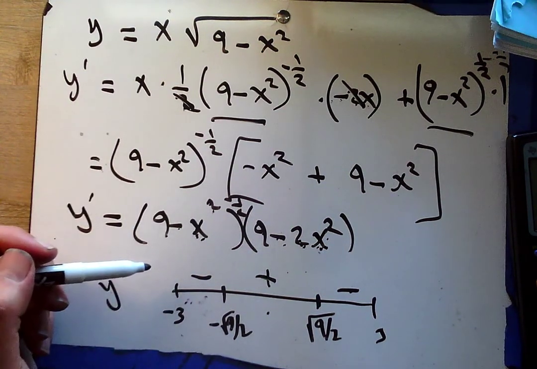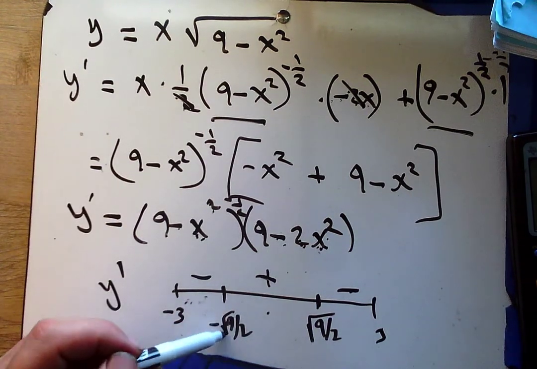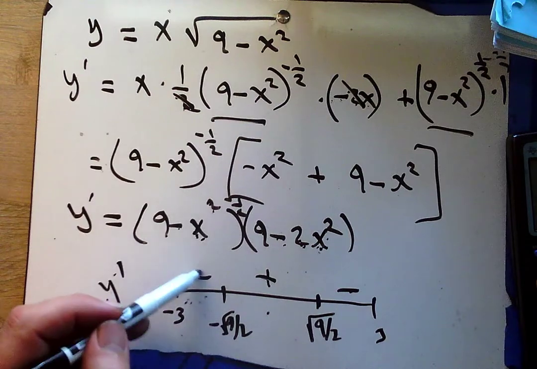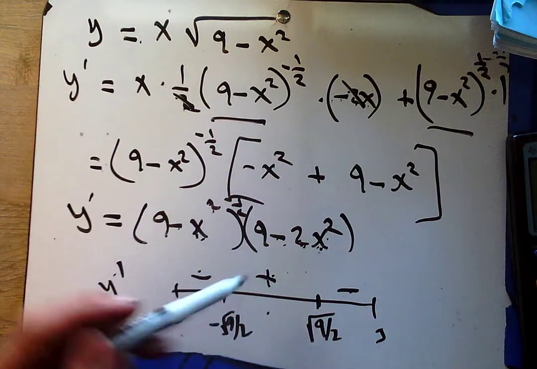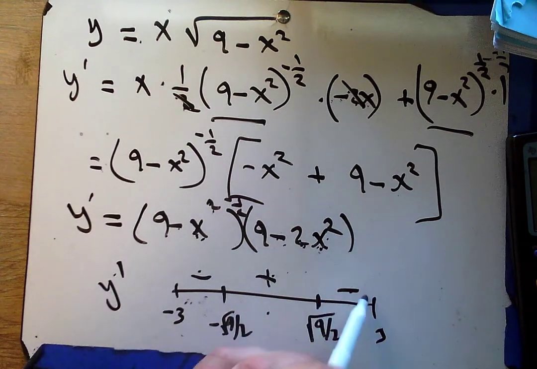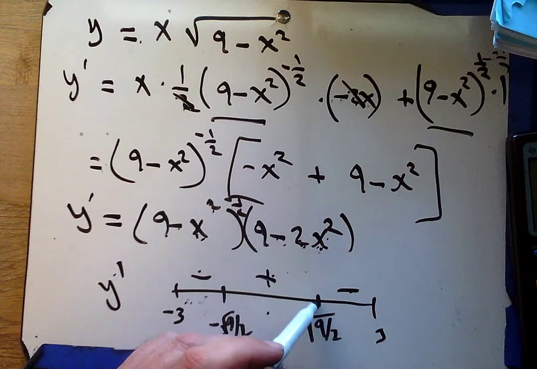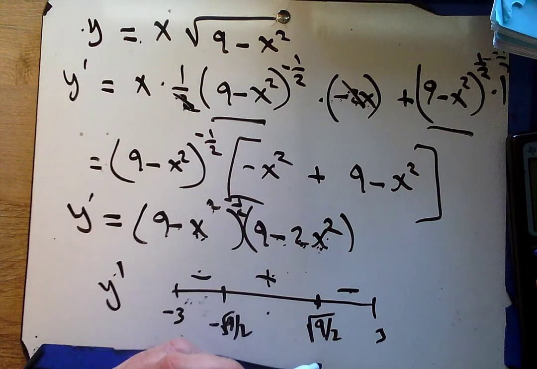So what do we have on y at these points? Well, at this point, because y double prime goes from negative to positive, I see a min on y. And at this point, when I see y prime going from positive to negative, I know at this x value on y, I'm going to have a maximum.